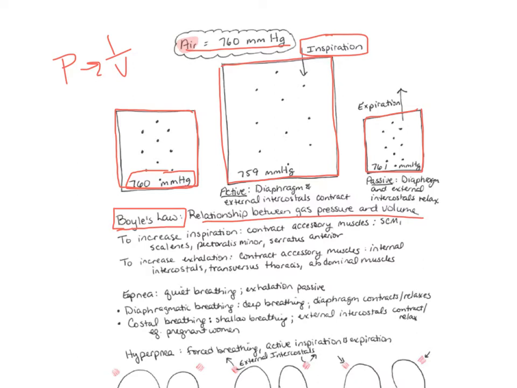Okay. Then for expiration, or exhalation, you have to decrease the size of the thoracic cavity. So you decrease the size of that cavity, that container, and that increases pressure. Now you're going to blow that air out, because air always moves from higher pressure to lower pressure. Right?